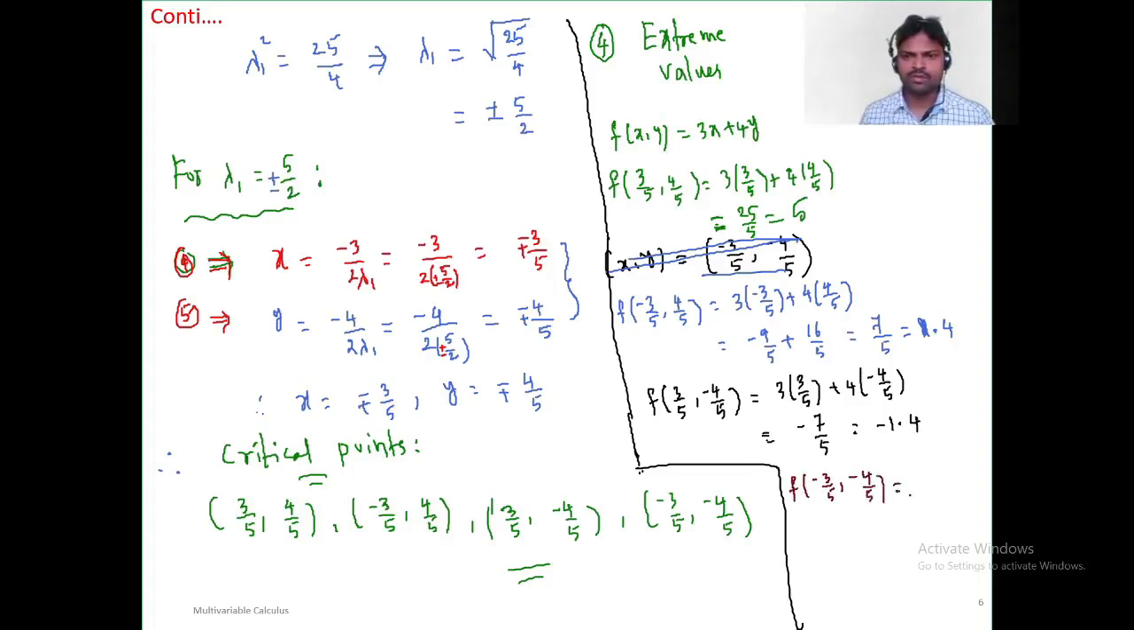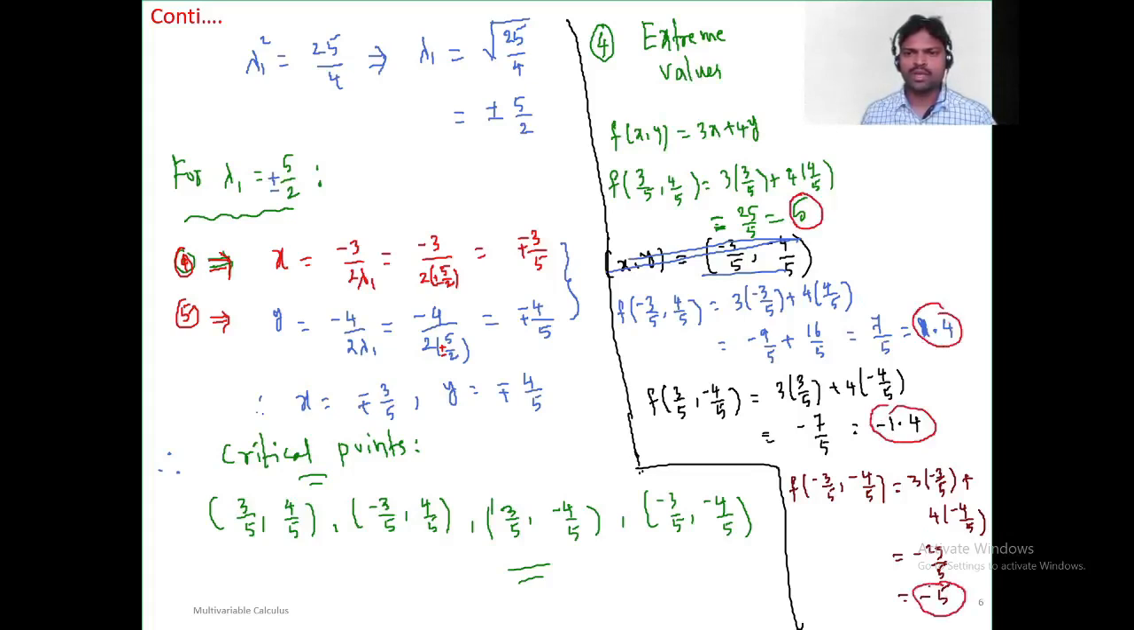Add this, what is the function value? So 3 into minus 3 by 5 plus 4 into minus 4 by 5. That is minus 25 by 5, which means minus 5. Now look at this. So the first function value is 5, next is 1.4, next minus 1.4, next minus 5.